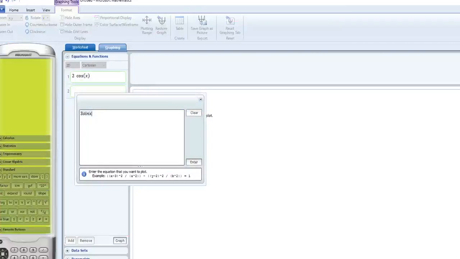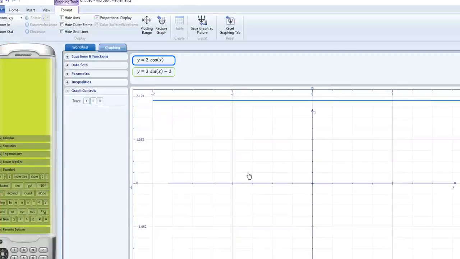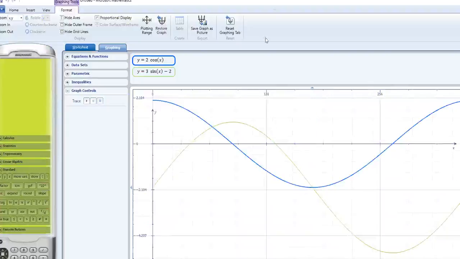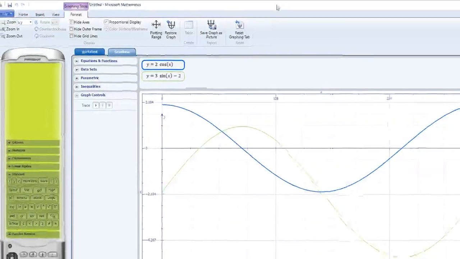Don't forget your brackets if you do decide to use Microsoft Math. And as I said, just remember, Microsoft Math is just there to help you learn and to check your work. We're just going to plot from 0 to 360 on the x-axis, and we'll plot from minus 6 all the way up to 2. Okay, and there's your graphs. As you'll see, it looks quite similar to what I drew, just a lot nicer.